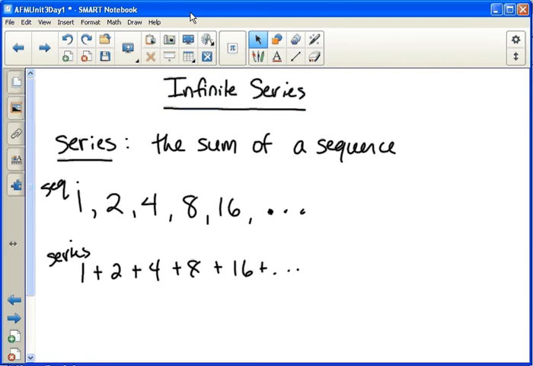Now you may be thinking, well, won't that always go to infinity? I mean, if we keep adding more and more numbers, won't that just always go to positive or negative infinity? Well, actually no. There are times that you can add up an infinite amount of numbers and get a finite sum, believe it or not.